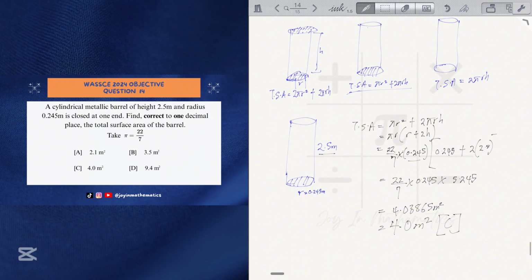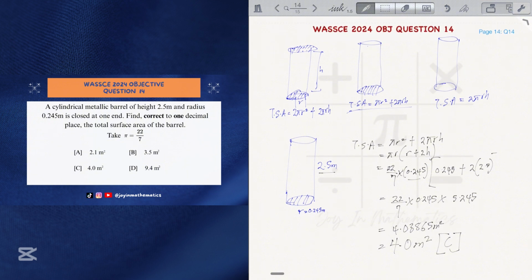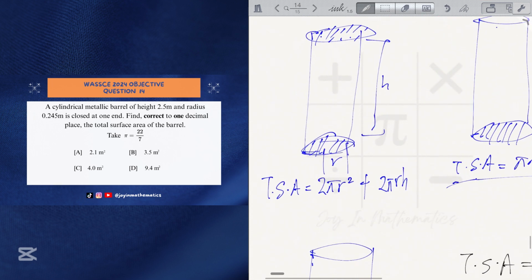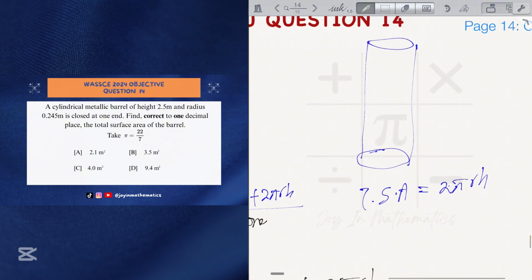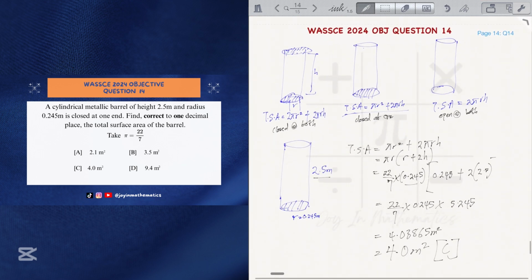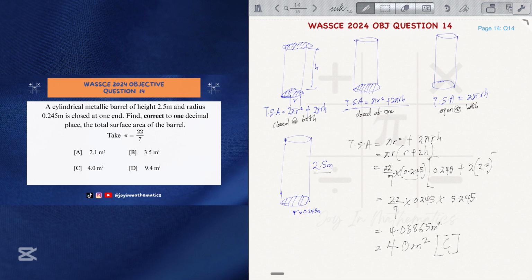So we have learned now about the various forms of total surface area of a cylinder. This first expression is closed at both ends. This second expression is closed at one end, and this third expression is open at both ends or both sides. So whenever you see a question on calculating total surface area, ensure to apply the right formula.